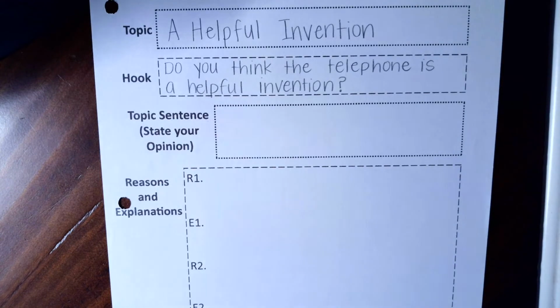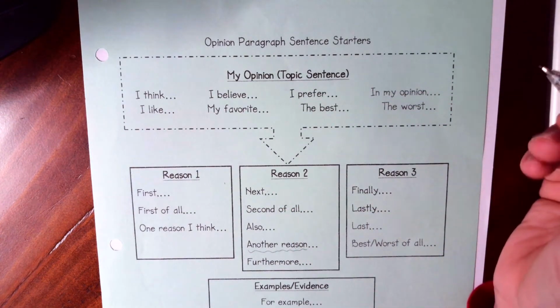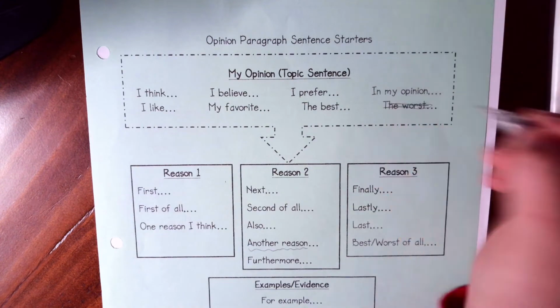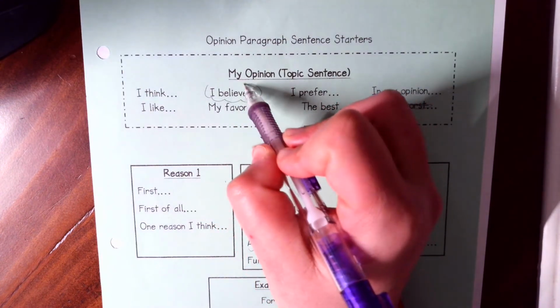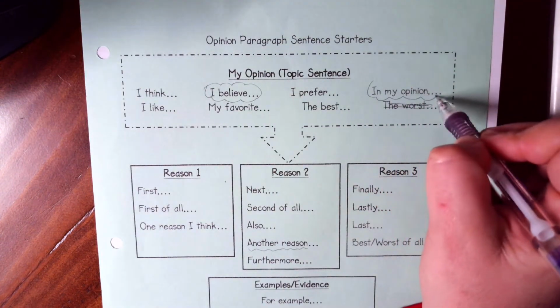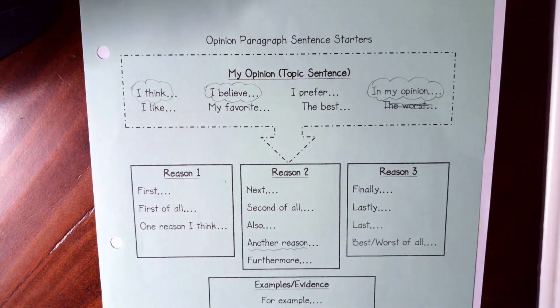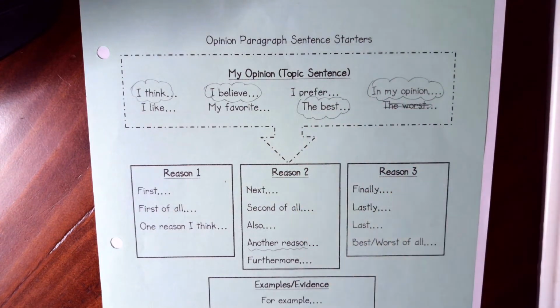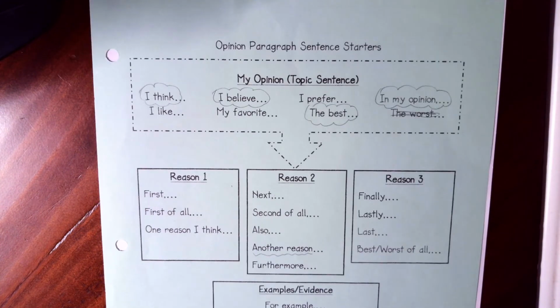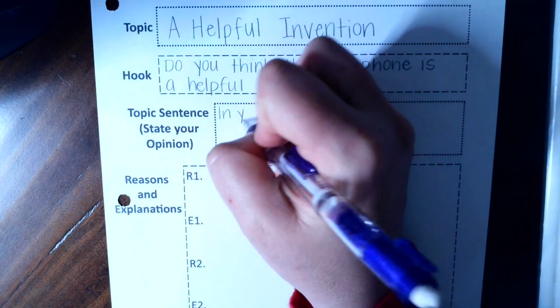Now, for the topic sentence, we are going to use our green sheet. We're going to use one of these up here. Remember, these don't always work for everything, so we're not going to do the worst. You probably are going to want to do I believe, or in my opinion, that's my favorite, or I think. Those are probably the best ones. You could also do the best. It might sound a little weird, but you can probably make it work. So go ahead, choose a sentence starter that you like, and start by writing that in your topic sentence.